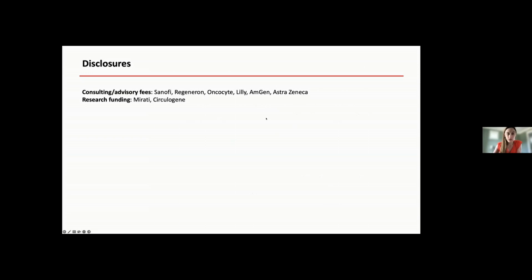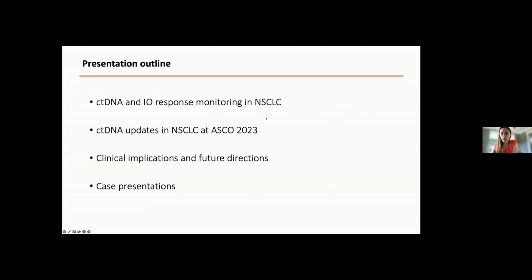These are my disclosures. So what I thought I would do is just provide a bit of an update as to where we are in terms of ctDNA and IO response monitoring. I'll present on some of the data that we saw in ASCO this year, as well as a publication that came right after that I'm including in this umbrella. And then I'll talk about some of the implications of this work and where the field needs to go before turning to the cases that you all submitted for the interactive portion.